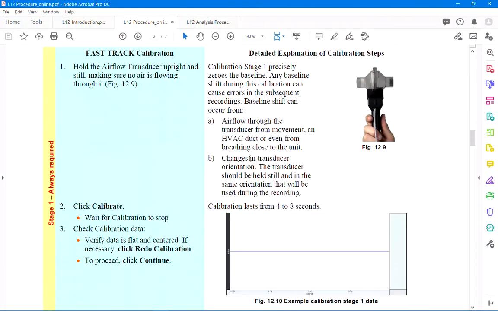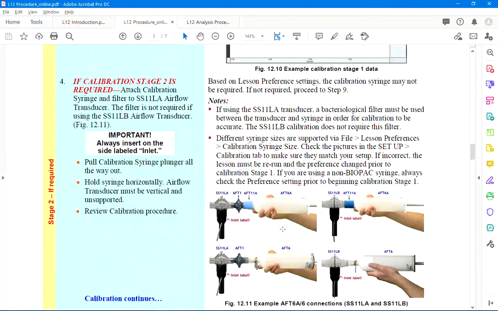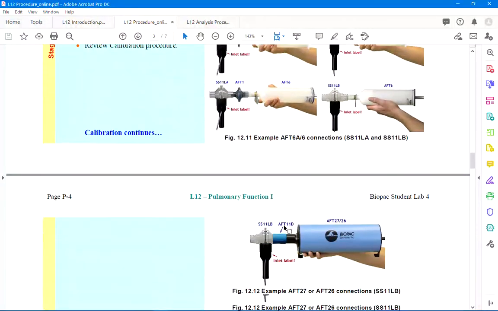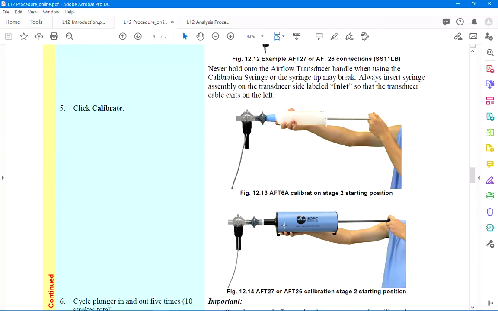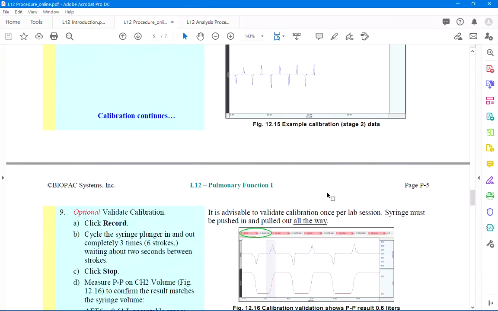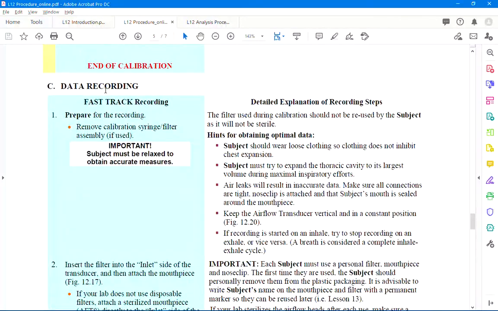Down below, further in this document, you see the calibration, and to calibrate, we're going to use this syringe here. This syringe is a constant or known volume of air that we're going to enter into the machine, so that it can determine how much air is actually being moved compared to the stroke of that calibration syringe. Once we've finished the calibration, we'll go ahead and begin our data recording.